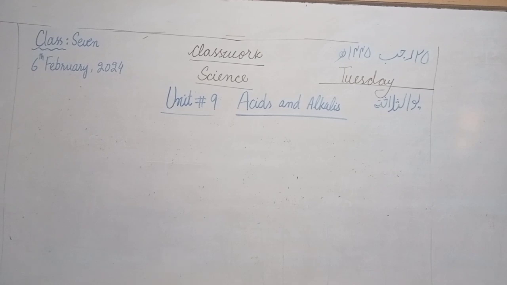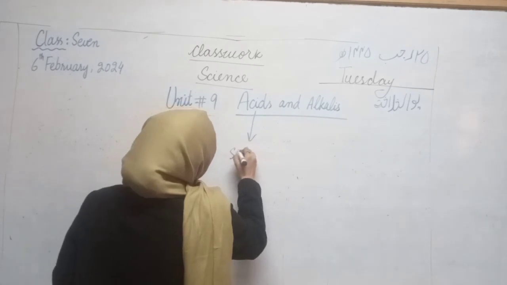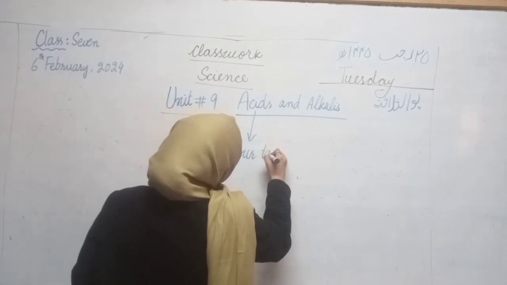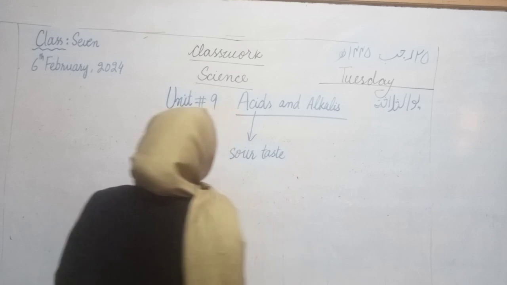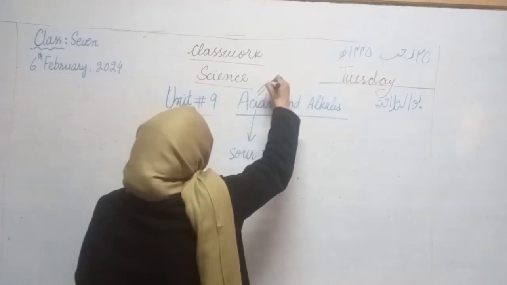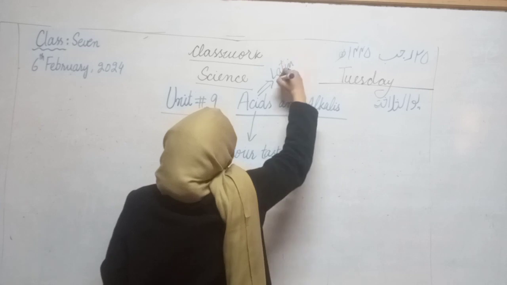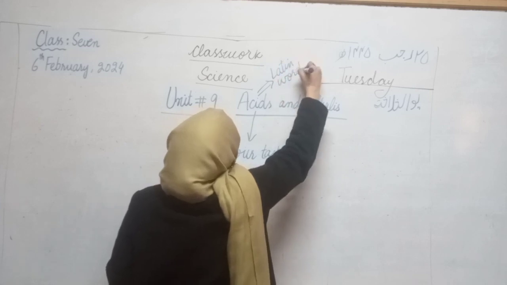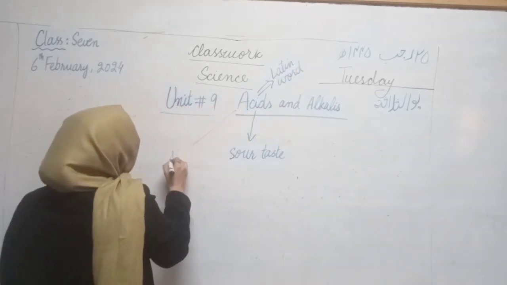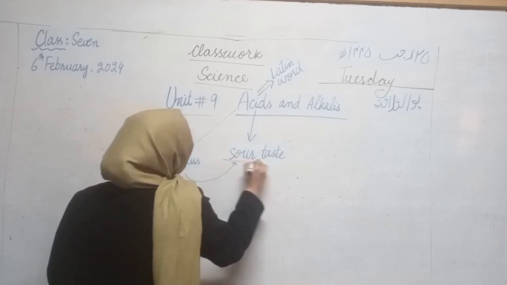Yes, acids are those chemical substances that have a sour taste. Mostly we refer to them as substances having a sour taste, because the word acid has been taken from the Latin word acidus. Acidus means sour.